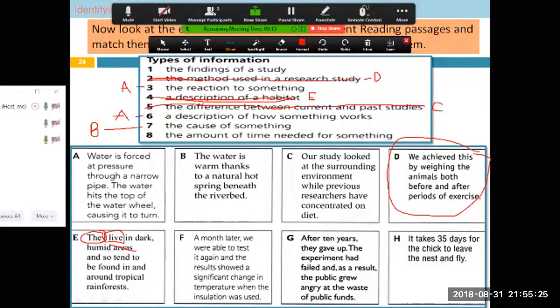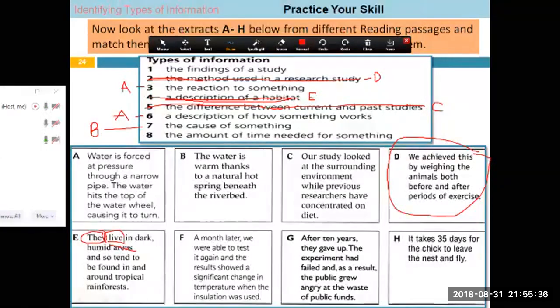Now please read the next one. A month later, we were able to test it again, and the results showed a significant change in temperature when the insulation was used. So it is basically showing the results. So I would say the finding of a study. Finding of a study, right? Okay. Agreed. I guess there's no difficulty.